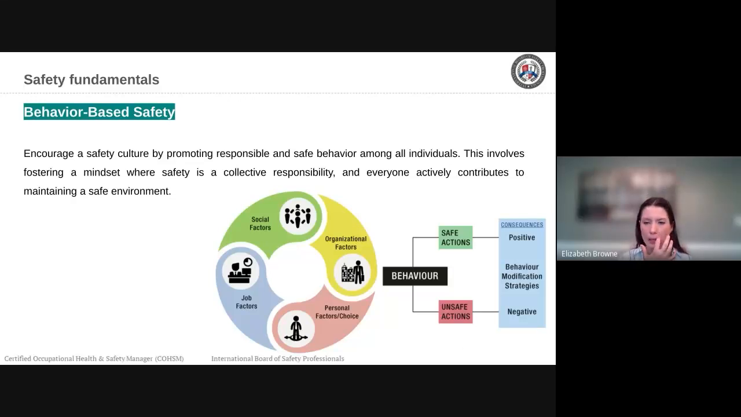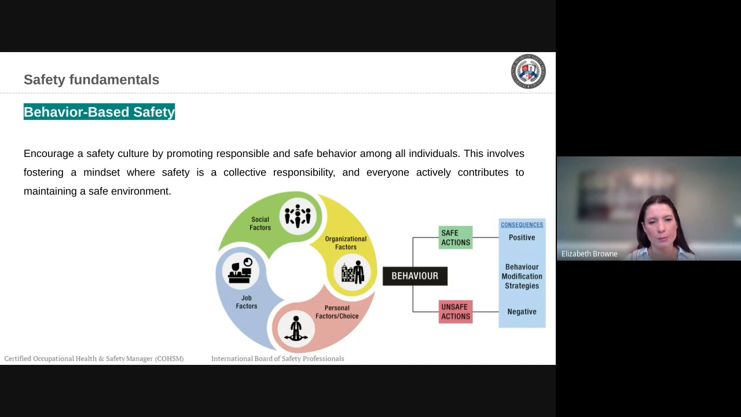Another safety fundamental that can help encourage a positive safety culture is something called behavior-based safety, and it encourages a safety culture by promoting responsible and safe behaviors among all individuals, which involves fostering a mindset where safety is a collective responsibility, meaning everyone is actively contributing and responsible for maintaining a safe environment. And so through behavior-based safety, we see things like social factors, organizational factors, personal factors and choice, and job factors. And these behaviors that employees demonstrate can lead to safe actions and unsafe actions. So when we have safe actions, then we have positive consequences. And when we have unsafe actions, we have negative consequences.